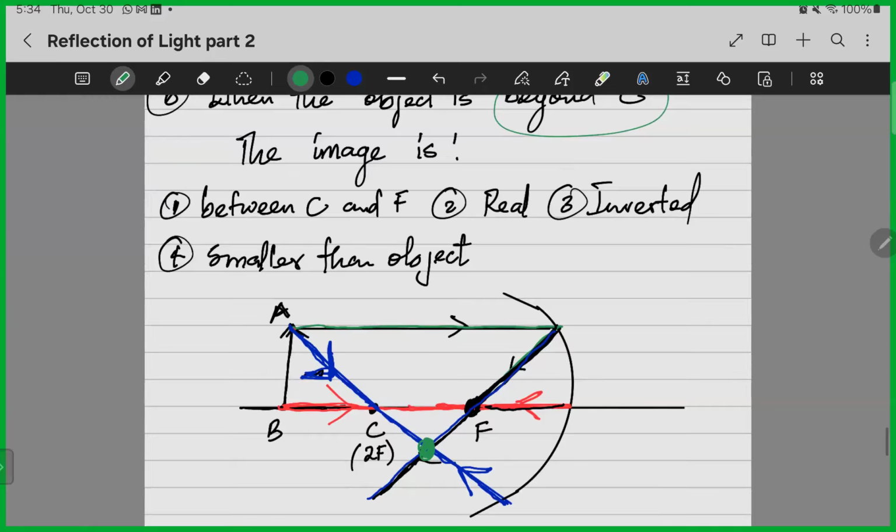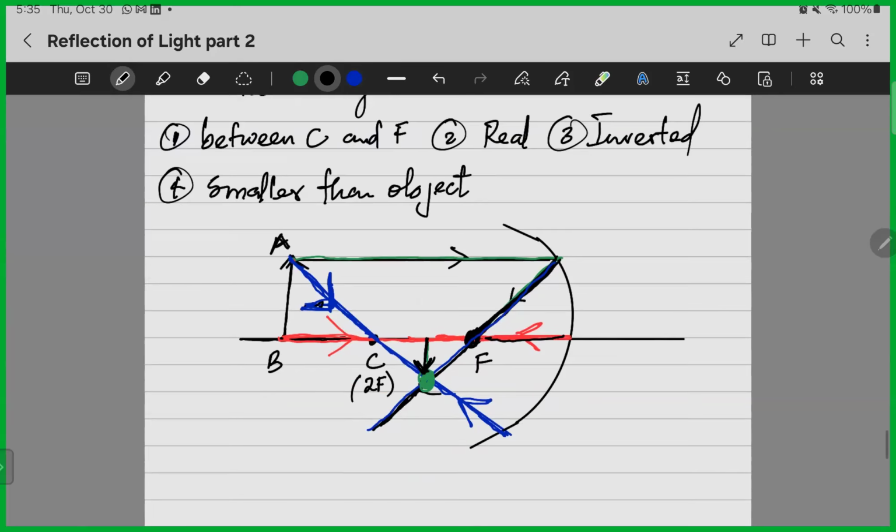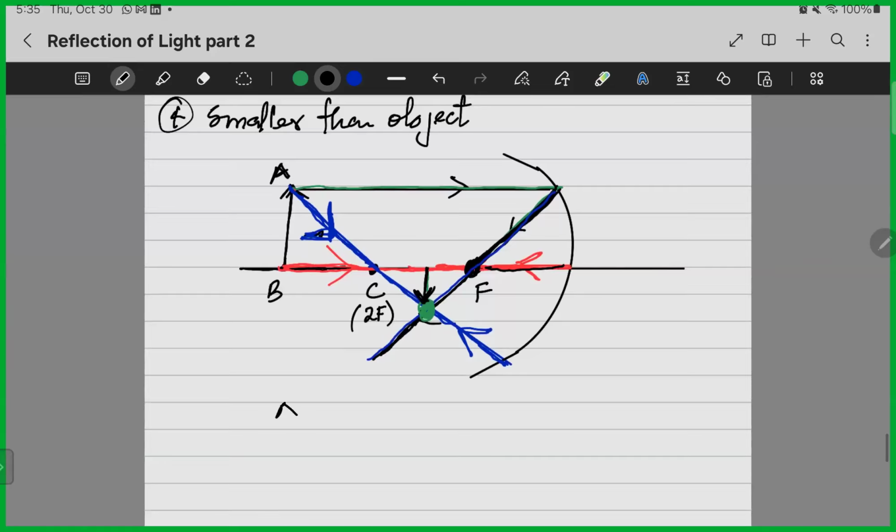And this is the way it will be formed. Let me use black. This is where our image will be formed, and that's how it will be formed. If you look at the object looks like this. The image looks like this.